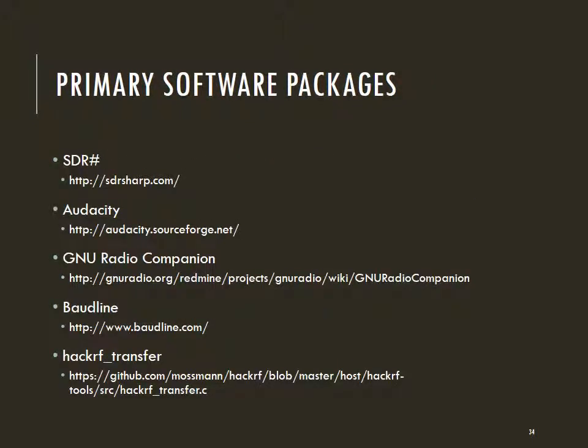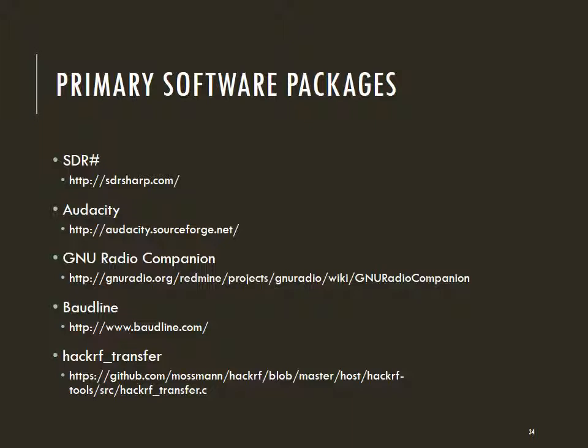These are the primary software packages we use to receive and transmit keyless entry system signals. Again, SDR Sharp was used. Audacity is a new one. It's primarily an audio editing application, but we used it to view the amplitude shifts for the keyless entry systems since they were extremely simple signals. GNU Radio Companion was used this time.